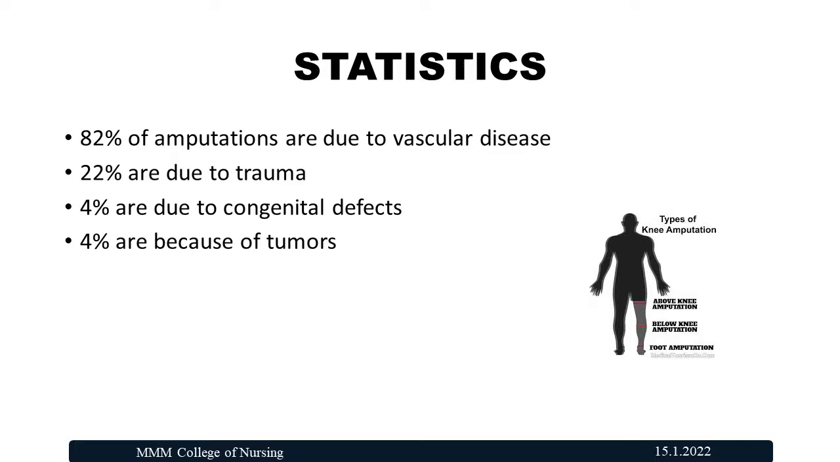Statistical data regarding amputations: 82% of amputations are due to vascular disease, 22% are due to trauma, 4% are due to congenital defects, and 4% are because of tumor.